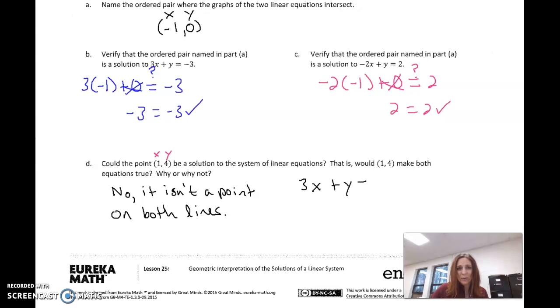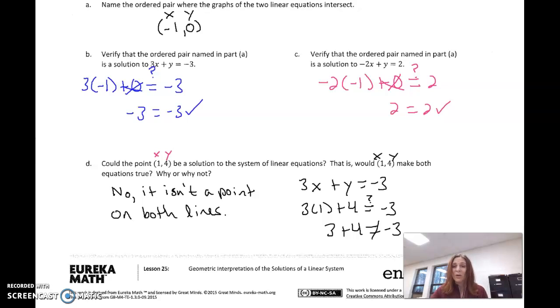And I can show that real quick. Again, this is the x value, this is the y, and I'm going to plug it in. 3 times 1 plus 4. Does that equal negative 3? Well, that's 3 plus 4. That's equal to 7. That doesn't work.